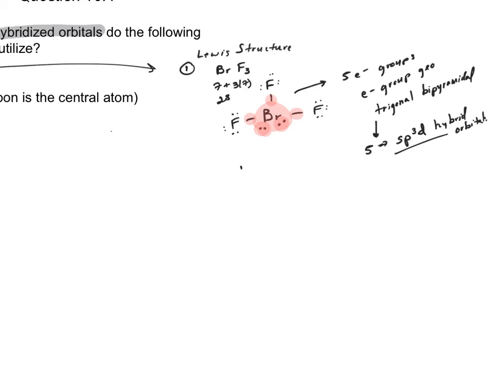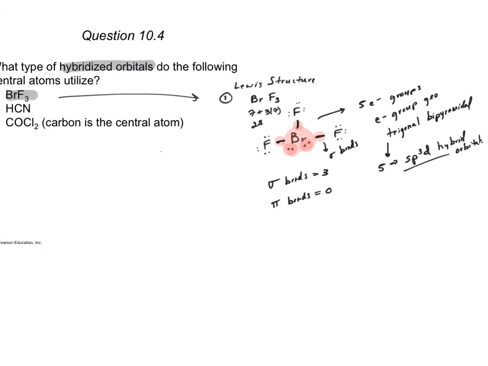They could also ask how many sigma bonds are present in the compound, or how many pi bonds are present in the compound. To answer that, all you really have to do is look at the Lewis structure. The only bonds we have are single bonds, and we know all single bonds are sigma bonds. There are three single bonds, so there are three sigma bonds. There are no double bonds, no triple bonds, so for pi bonds, there are none. Zero.